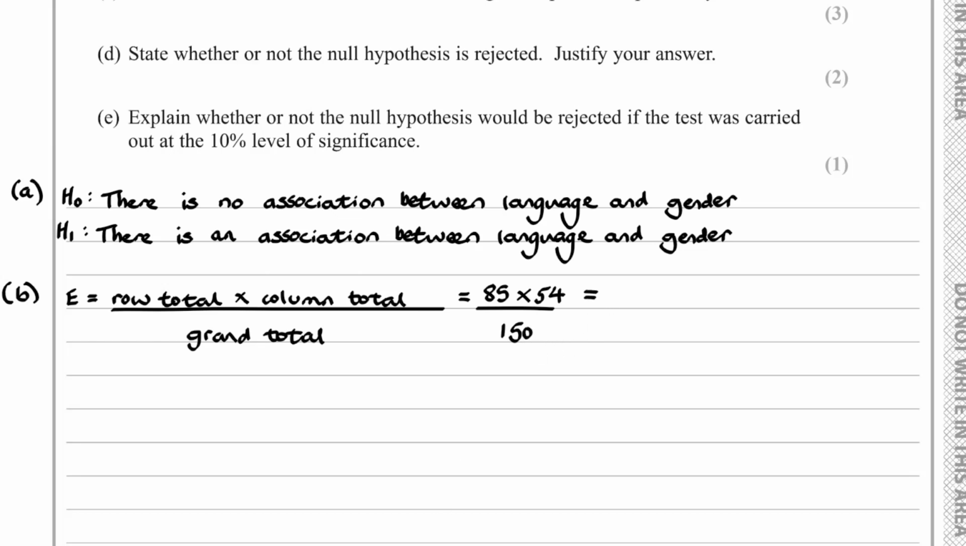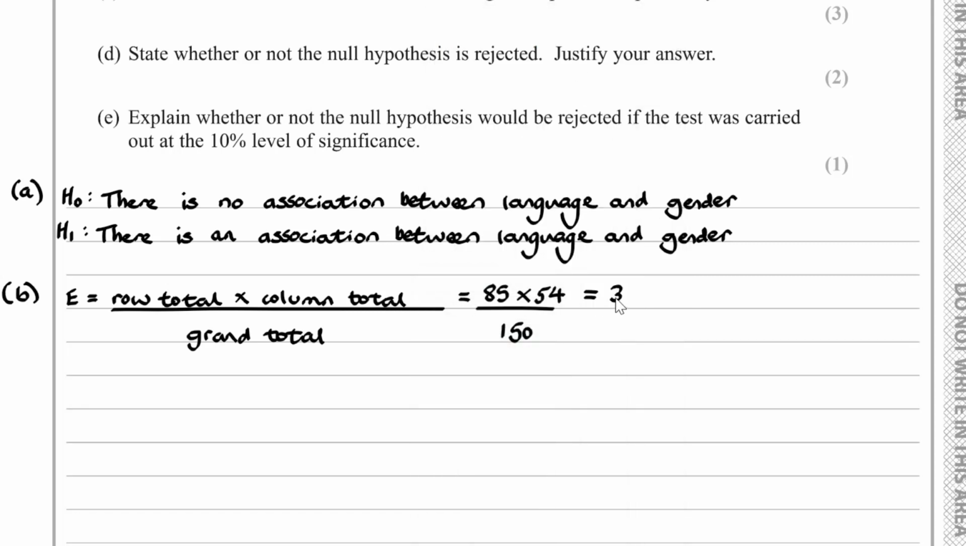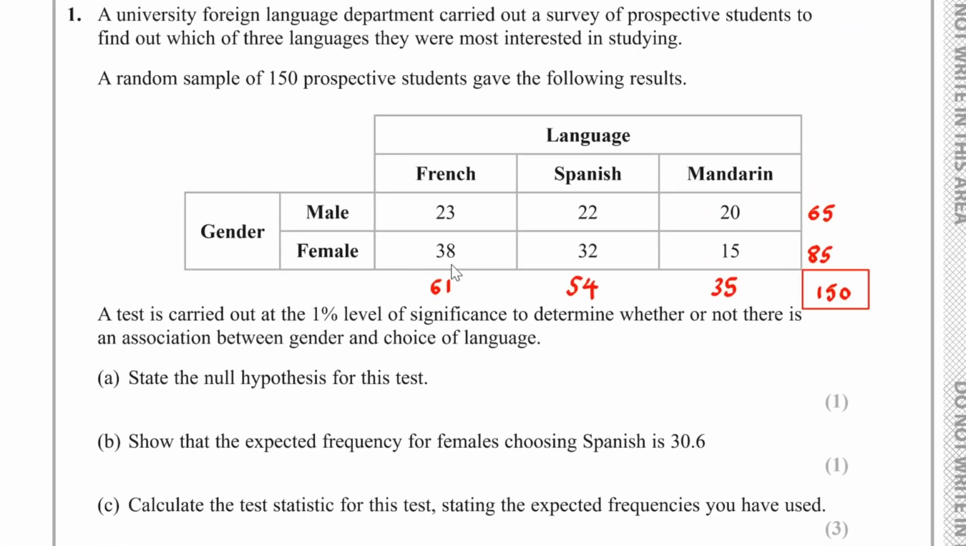So let's work this out on our calculator. We have 85 times 54 divided by 150, which is 30.6. So that's our expected value. And what we can now do is add that into this table over here. So we have our expected value, 30.6.